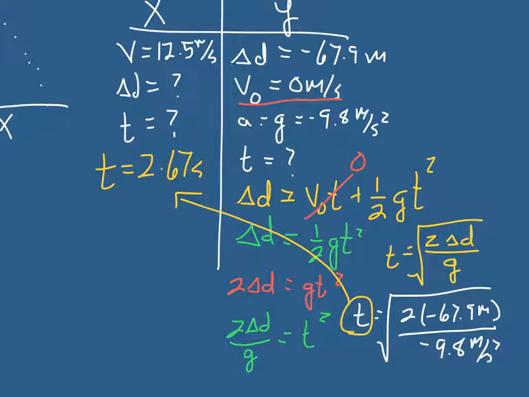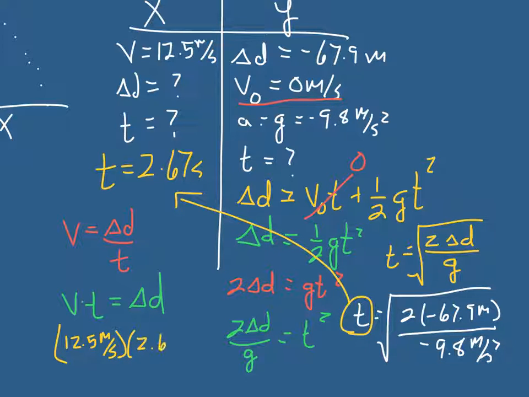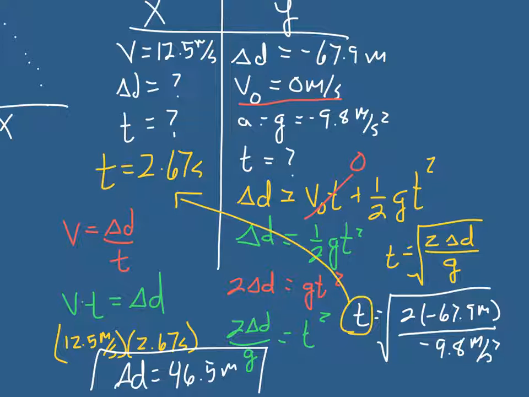Now that we know the time and we know the velocity, we can calculate our displacement. Because if velocity is our displacement divided by time, then velocity times time equals our displacement. So now all I have to do is plug in the numbers. My velocity is 12.5 meters per second, and I multiply that by my time of 2.67 seconds, and that gives me a displacement of 46.5 meters. And there we go. So that's how you do it.